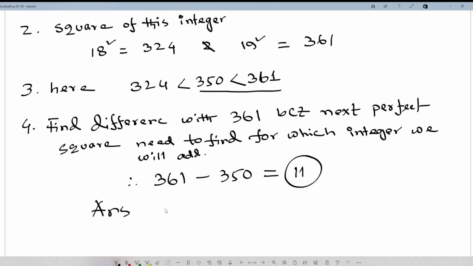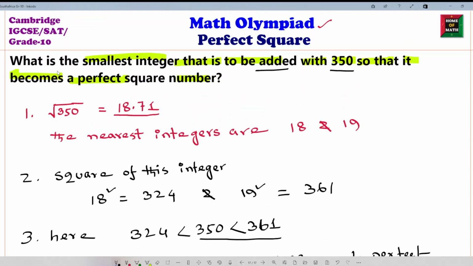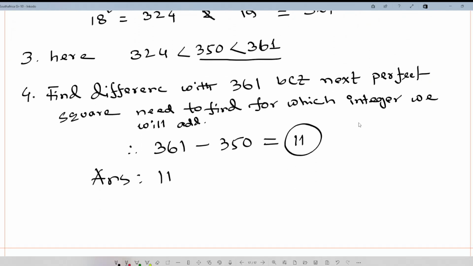Answer is 11. How? Look, again we read the question. What is the smallest integer that is to be added with 350? It means once we add this 11 to 350, the answer will be 361. Once we take the square root of this, we will get 19, which is a perfect square. Okay, hope you understand this one.